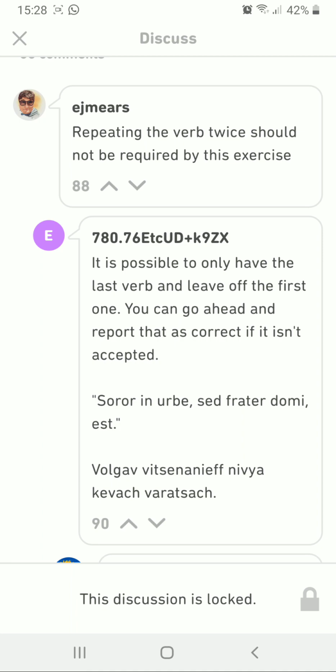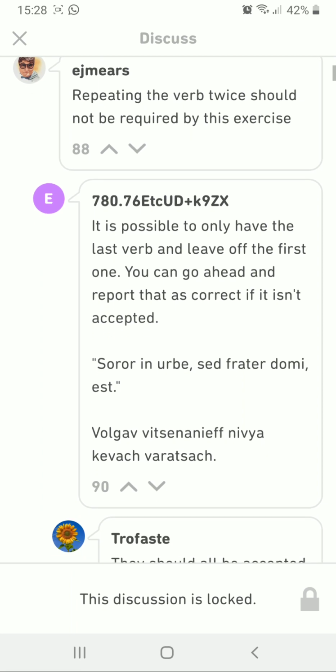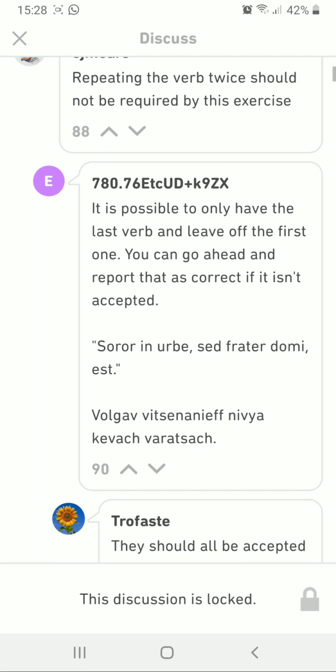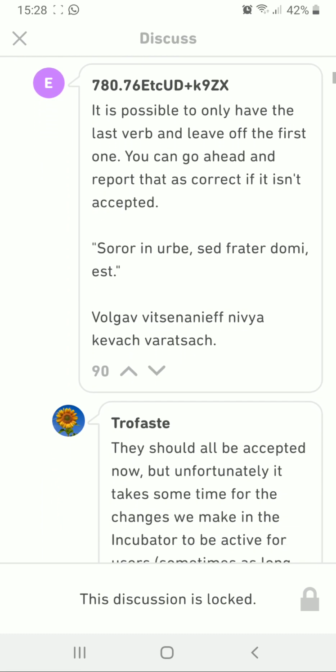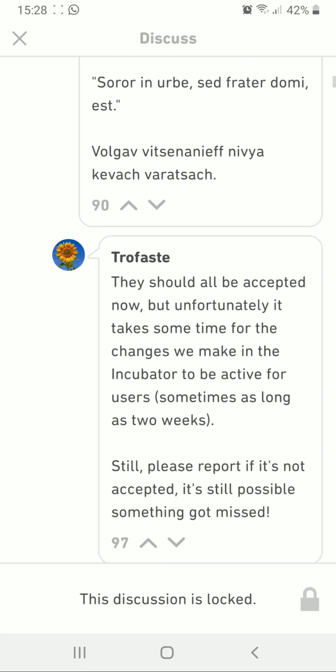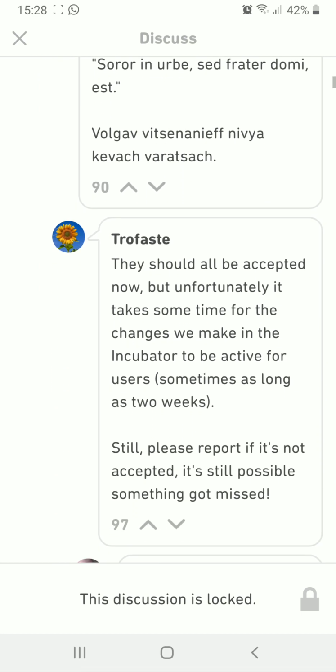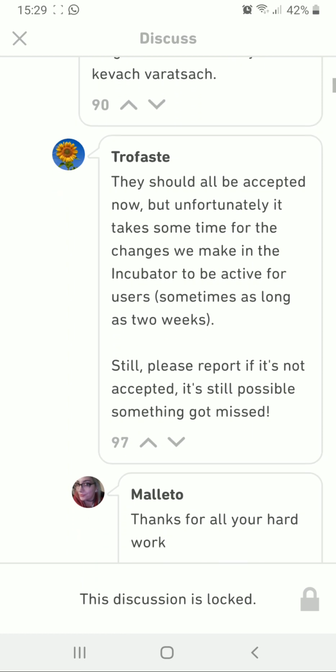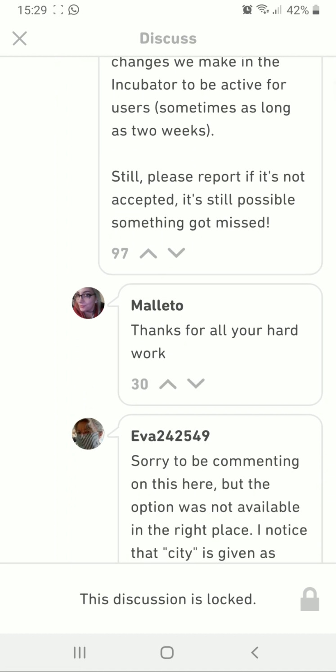Is it possible to only have the last verb and leave off the first one? I mean, you can go ahead and report that as correct if it isn't accepted. So okay. Okay.